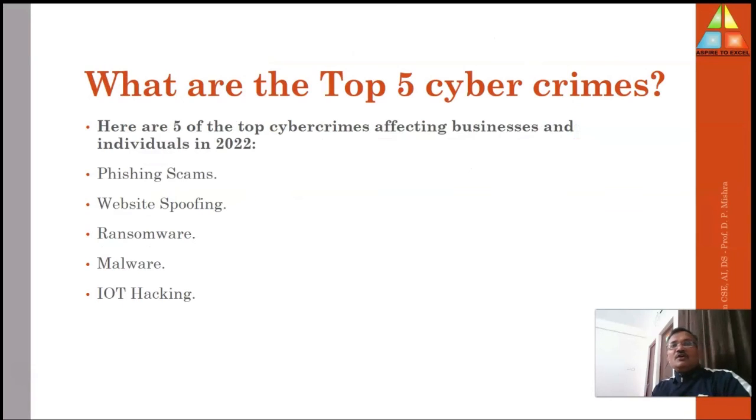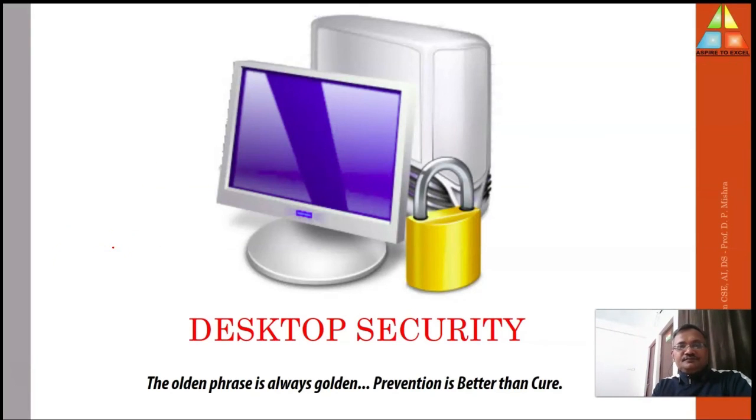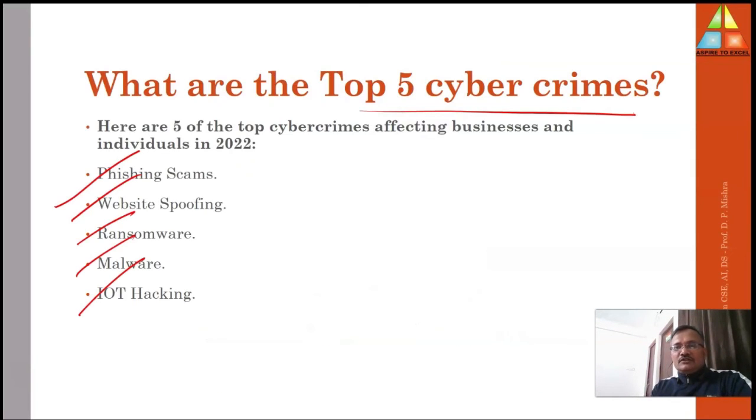In 2022, what are the top 5 crimes? Most of the crimes coming under this category are related to phishing, scams, website spoofing, ransomware, malware, IoT hacking, and others. So that's all.